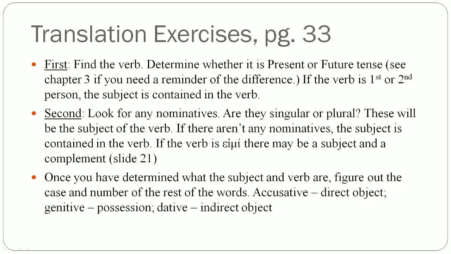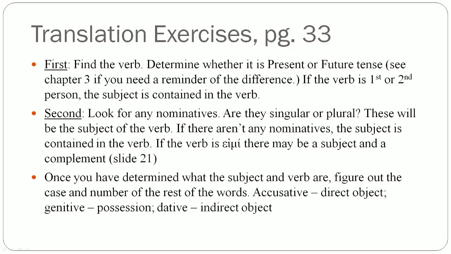The last step in translation, once you've determined what the subject and the verb are, then you just go figure out the case and number of the rest of the words. Whatever words are left, and right now they're going to be very simple sentences, so it might only be like two or three more words. Once you get subject and verb, go through all the rest of them and determine case and number.